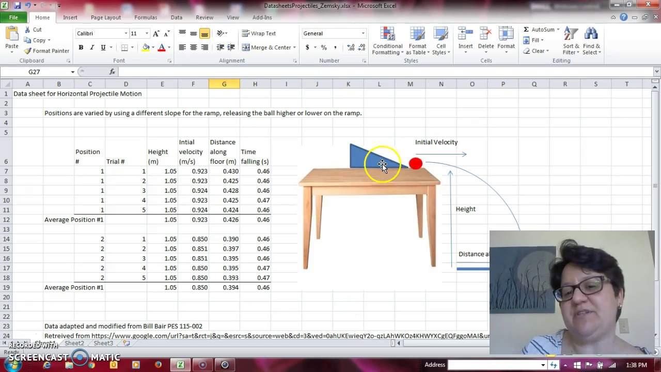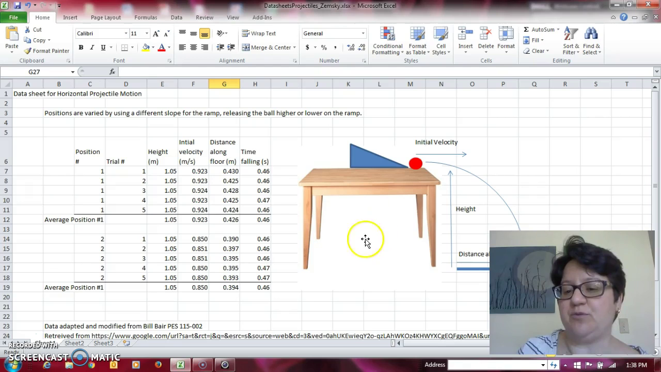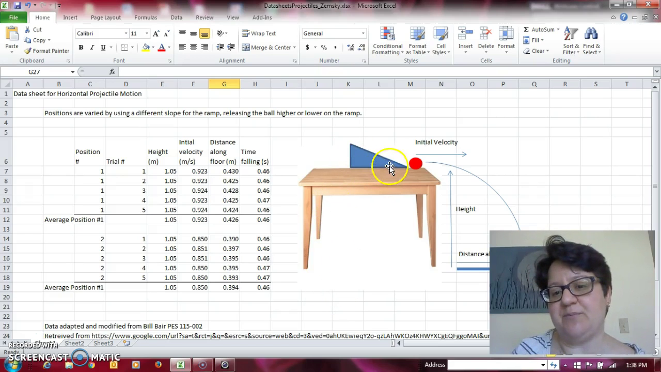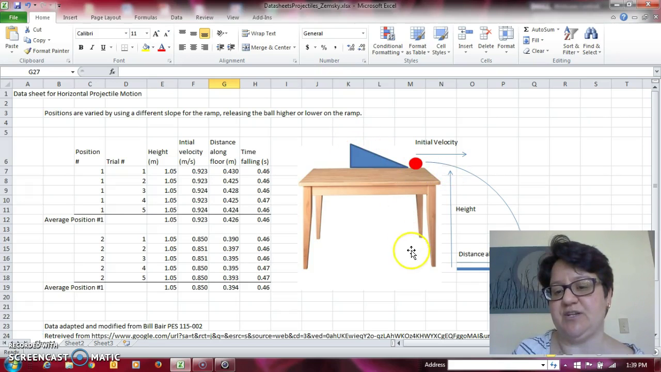So in this case, we have a table, and the students are going to actually be able to set up their own experiment. I expect many of them, if not all of them, will choose this particular setup given the equipment that I'll have out for them. So they'll have some sort of ramp to roll a ball down. They'll have a table. And then they're going to need to take a couple of different starting positions for the ball in order to vary their initial velocity. So they can either make the ramp higher or lower, or they can start the ball lower on the ramp and higher on the ramp just to change things up a little bit.